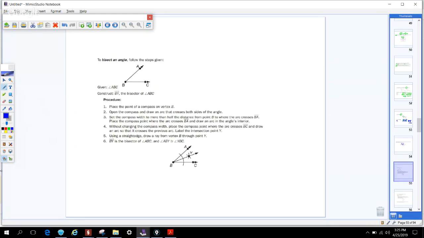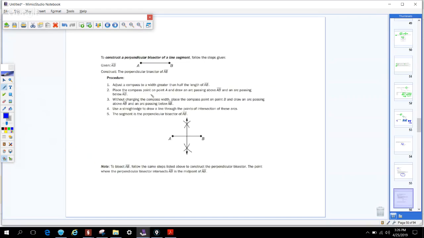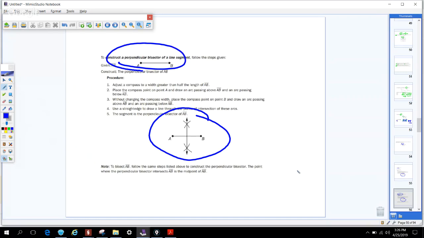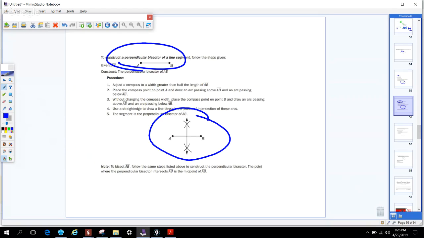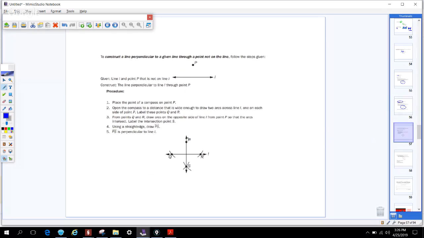I'm not going to really talk constructions, but I am going to ask you, please memorize these pictures. Please memorize that this picture bisects an angle. Please memorize this picture is a perpendicular bisector. You can definitely read it on your own, but I do want you to memorize those two. Here's another example of a perpendicular bisector, and perpendicular bisectors are really special.